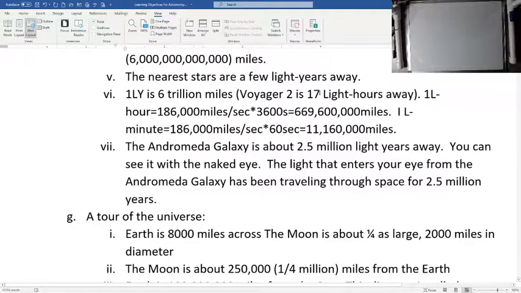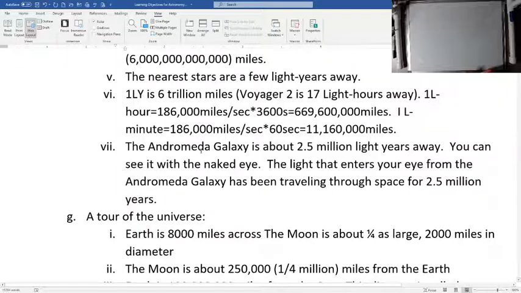And it's been traveling for 40 years. And it's not even 1 light day away, never mind 1 light year. Right? So a light hour is about 669 million miles away. A light minute is about 11 million miles. You get the idea.